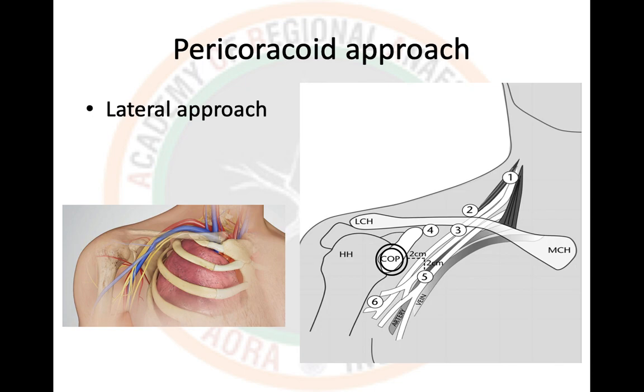Ask the patient to abduct and adduct the arm. The bone moving underneath your finger is the coracoid process. So that is how you can palpate the coracoid process. Mark a point 2 centimeter medial and 2 centimeter inferior to it, and that is your entry point.